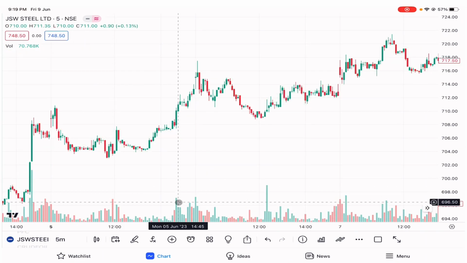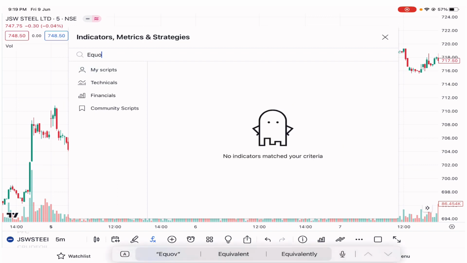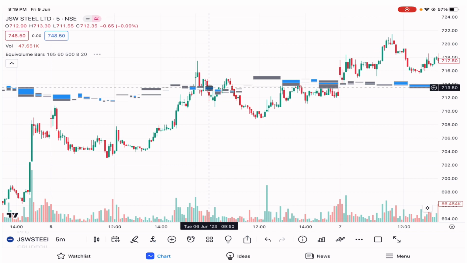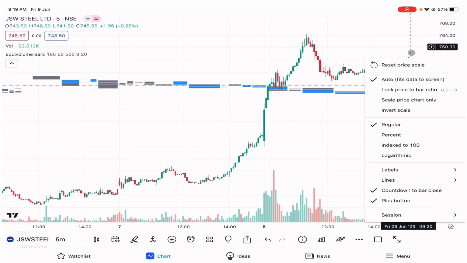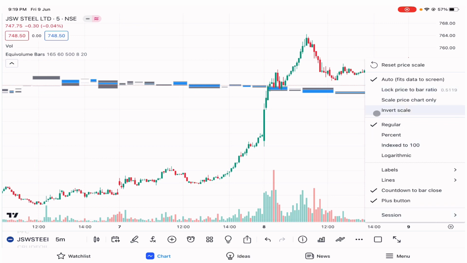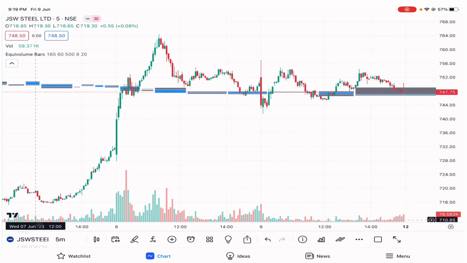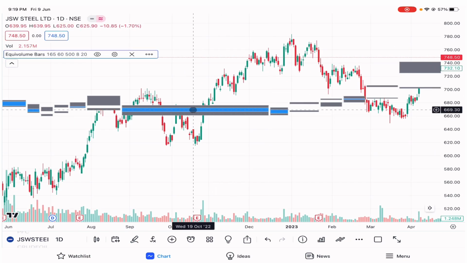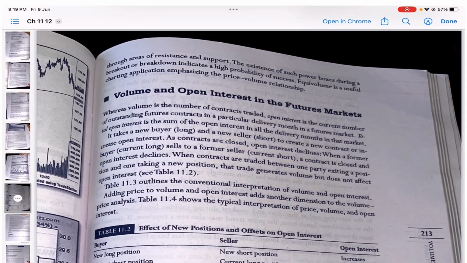Let me see if there are equivolume charts. I don't know if it's free or not. Okay, so it basically just shows you those bars where the volumes are really high. So it's not really free on TradingView. So you can use other software if you're really interested, but I've explained the concept to you.